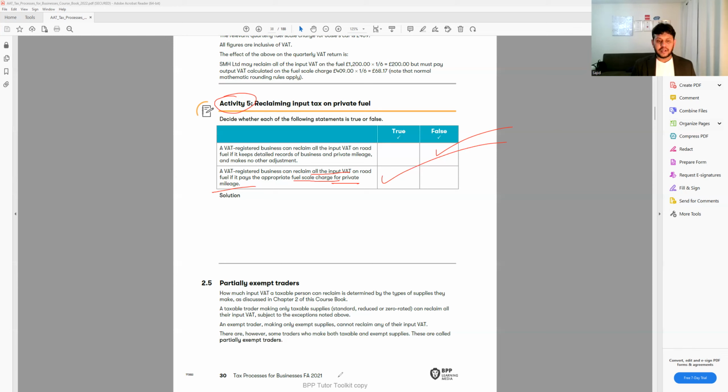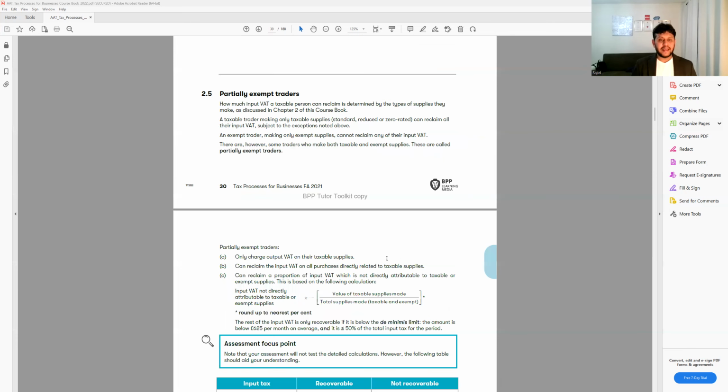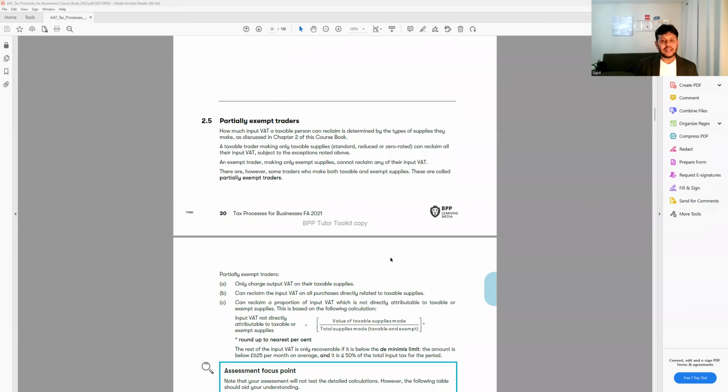The next one we have here is called partially exempt traders. As we discussed before, partially exempt traders are traders who make both supplies. They make taxable supply and exempt supply. So they do both supplies. And for that reason, sometimes some of the VAT is very hard to allocate. Is it exempt or is it taxable?